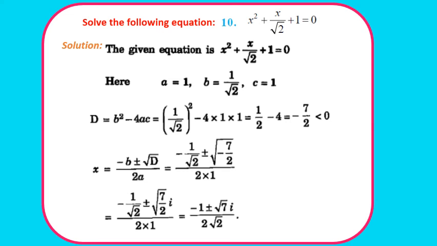Putting these values in the quadratic formula, that is x = (−b ± √D) / 2a, we get (−1/√2 ± √(−7/2)) / 2. This √(−7/2) can be written as √(7/2) multiplied by √−1, and in place of √−1 we can use i. So we get (−1 ± √7 i) / 2√2. Clear? So pause and note down the solution.